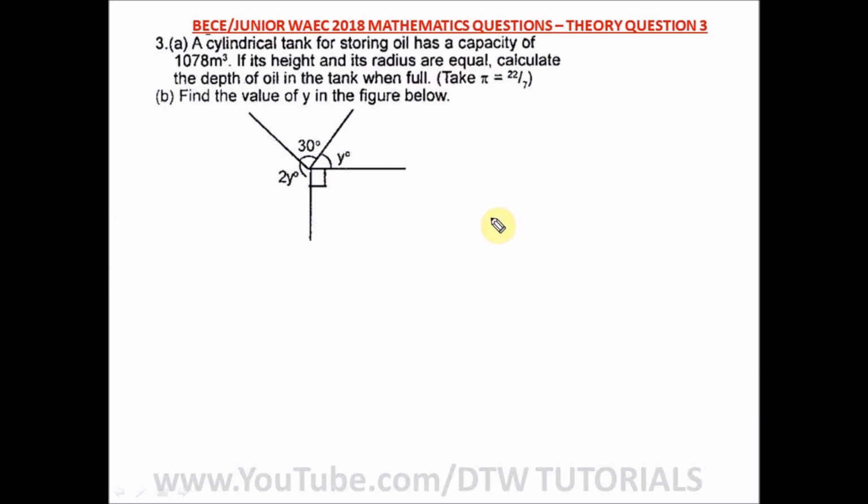Question 3 of the BECE 2018 mathematics past question, that's your junior WAEC. Your theory question 3, 3a says: a cylindrical tank for storing oil has a capacity of 1078 meter cube. When they say capacity, it means volume. And this m cube also means volume.